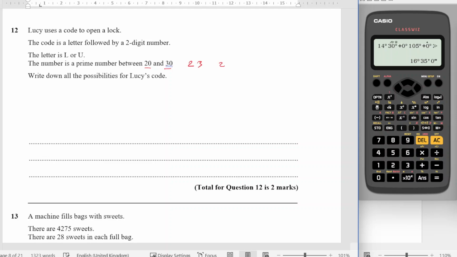So the prime numbers, first of all, between 20 and 30 are 23 and 29. And then we've only got the option of an L or a U. So we could have an L and a 23, an L and a 29. We could have a U and a 23, or a U and a 29. Those are my only possible combinations.